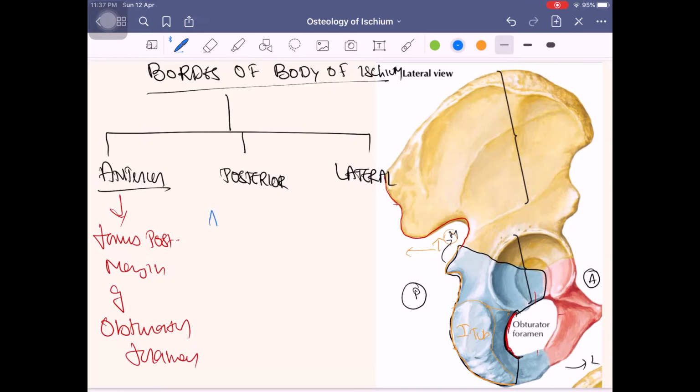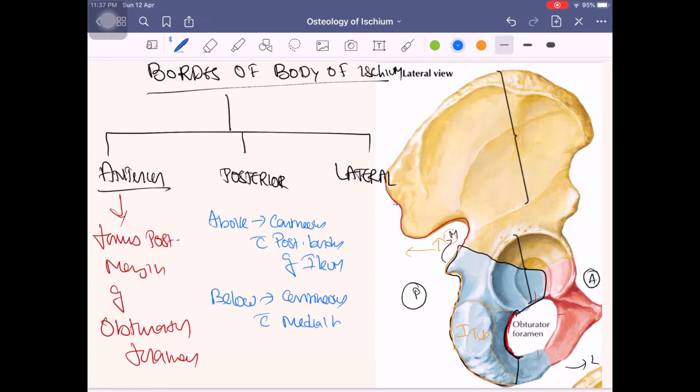So here we can say posterior border above, continuous with your posterior border of ilium, the red line, and below it is continuous with your medial border of ischial tuberosity, this portion, and this is this one. So this is your posterior border.